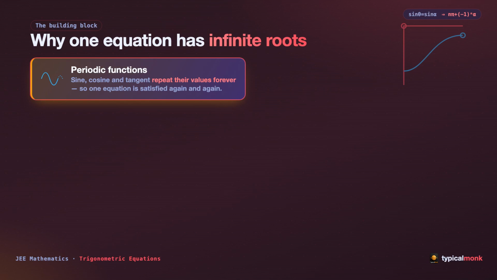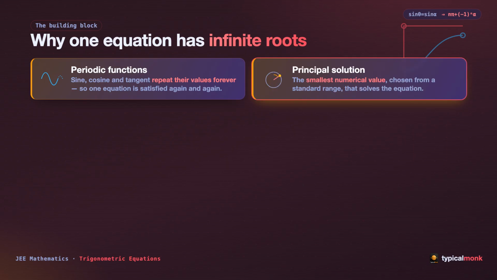Sine, cosine, and tangent are periodic functions. They repeat their own values forever, turn after turn. So an equation like sine x equals 1/2 is not satisfied just once. It happens again and again without end. Among all those endless answers, we pick one special one and call it the principal solution. The smallest numerical value, positive or negative, taken from a fixed standard range.